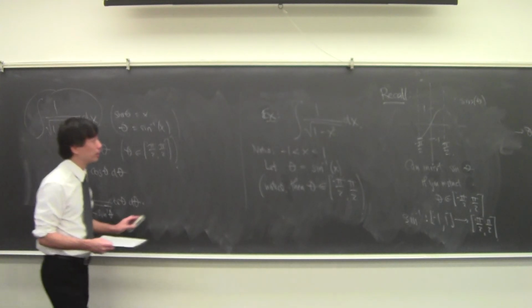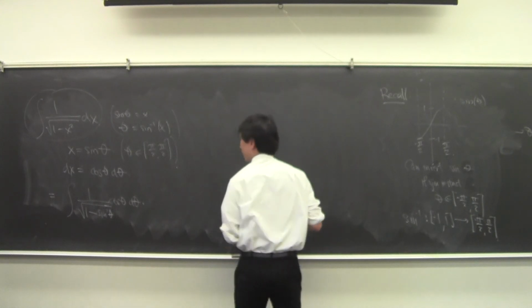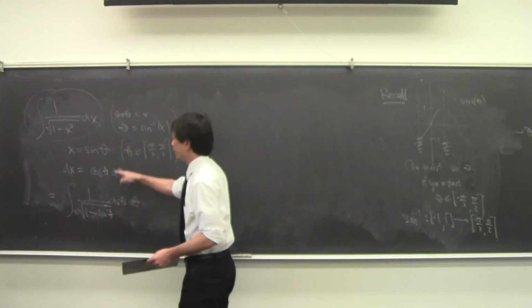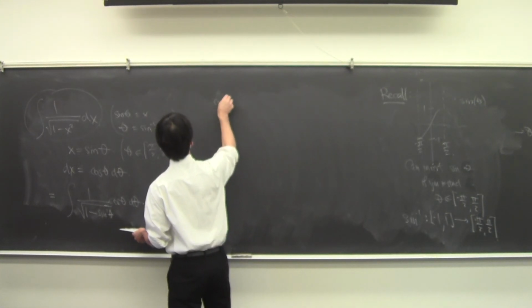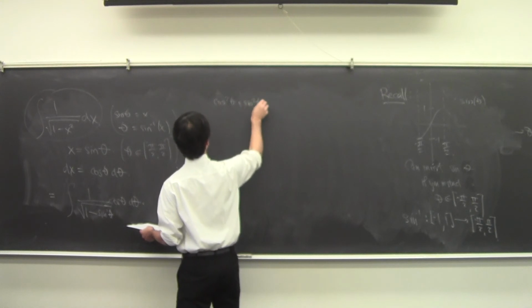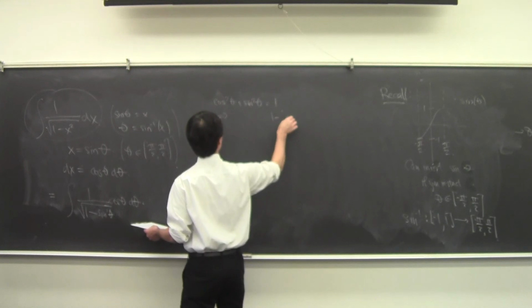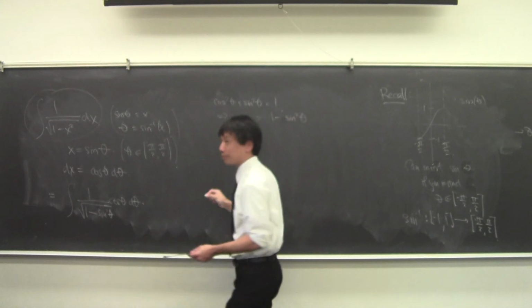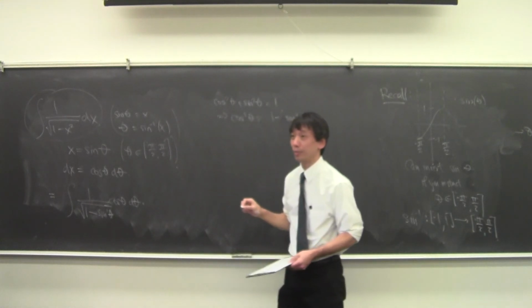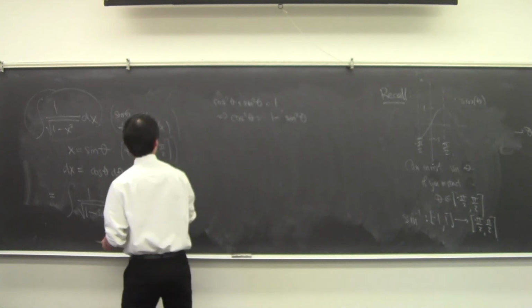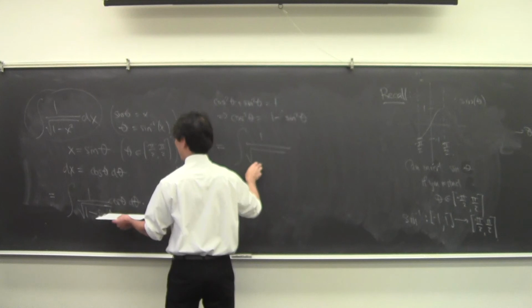Okay, and maybe now you see why we chose x to be sine theta, right? Remember, cosine squared plus sine squared equals 1. So 1 minus sine squared is what? Cosine squared. Right? 1 minus sine squared is cosine squared. And so this thing changes into 1 over the square root of cosine squared.